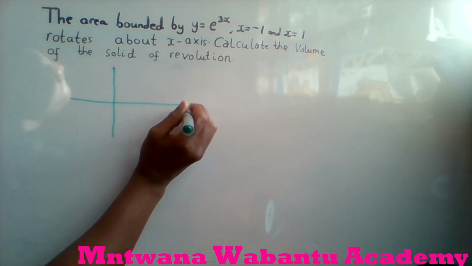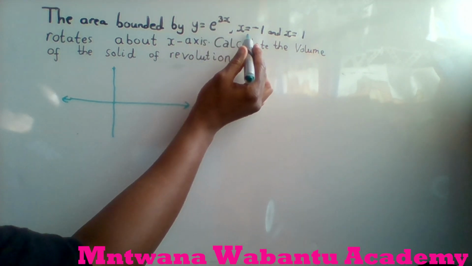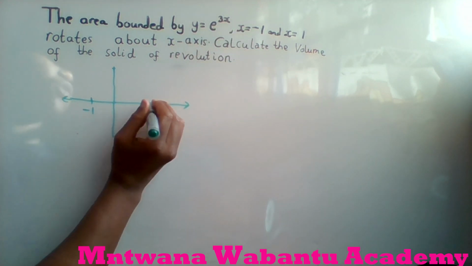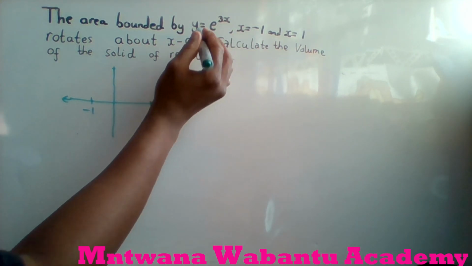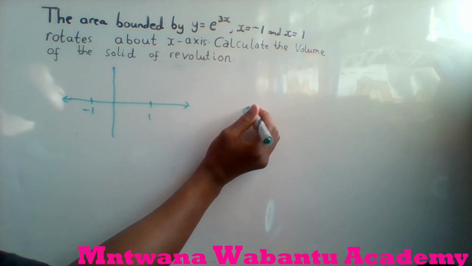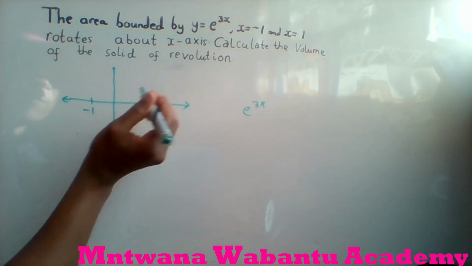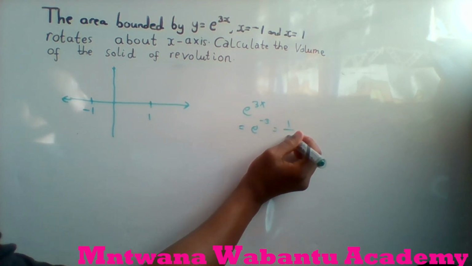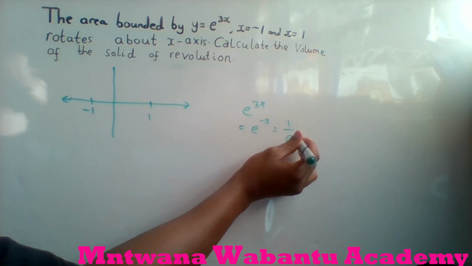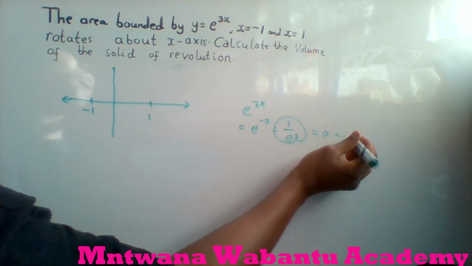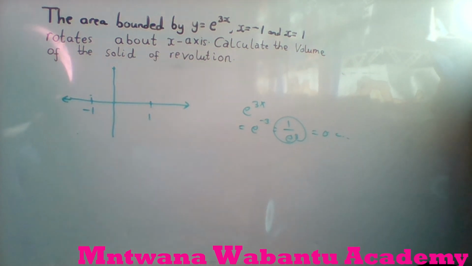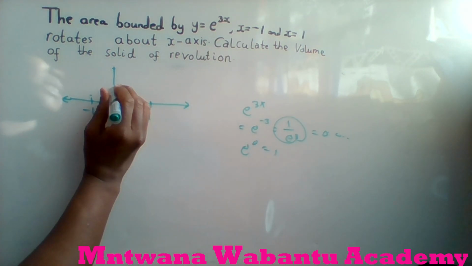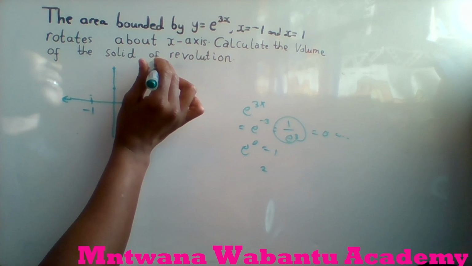On the XY plane, we have x starting from -1 and going all the way to +1. That's what we want to graph. This is the graph of e power 3x. When x equals -1, it's going to be e power 3 times -1, which is e power -3, equal to 1 over e power 3. When you plug this in the calculator, it's going to give you 0 point a small number. So it's going to be somewhere here. When x equals 0, it's going to give you 1: e power 0 equals 1. It's going to cut here. When x equals 2, it's going to be somewhere here. So this graph is going to be like this, roughly.